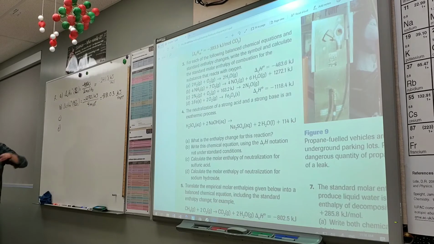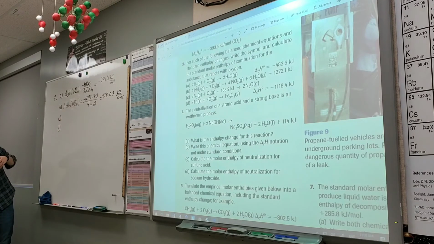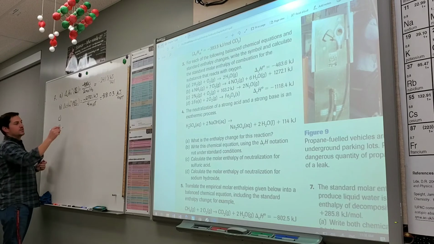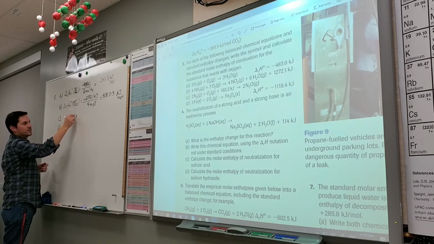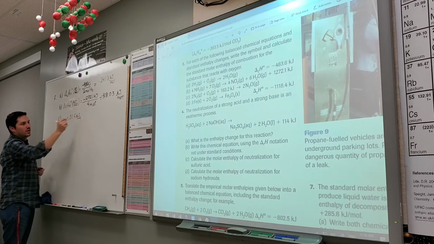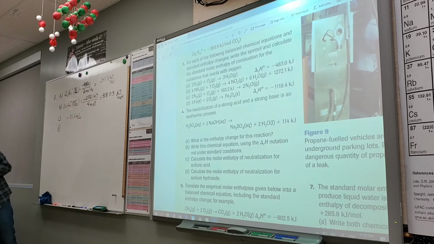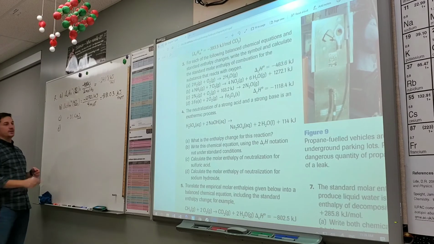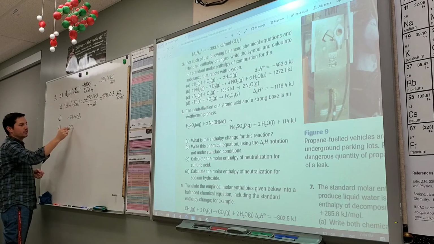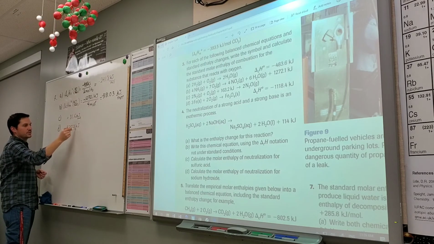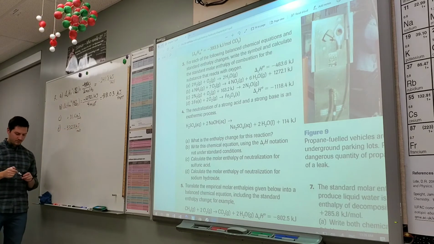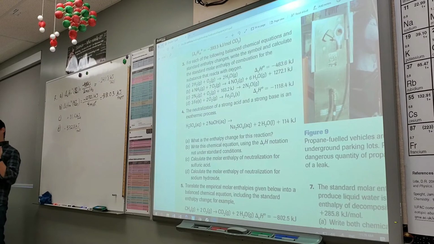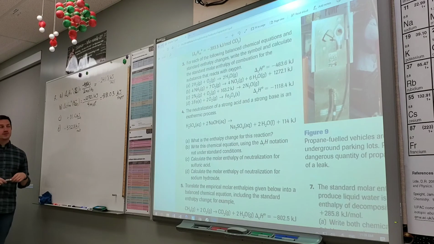So is this fairly straightforward? Yes. What's the answer for C? Positive 81.6, right? Yeah. So we're going to get positive 81.6 kilojoules per mole. And then D, negative 372.8 kilojoules per mole. Hopefully we're all on the same page right now.